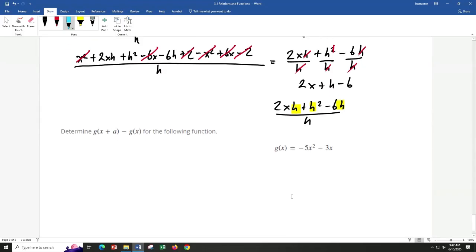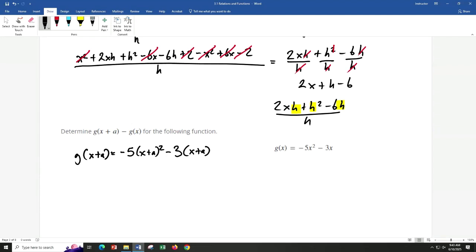Look, I'm just going to come right in here and go, okay, determine g of x plus a minus g of x. Well, they give me the g of x. G of x is a function. Okay, well, there it is. G of x plus a is just another function. They're just telling me, hey, I'm going to give you something extra. And you're literally going to come here and go, okay, well, g of x plus a is going to be that whole thing written out with that. So I have -5 times x plus a squared minus 3 times x plus a.